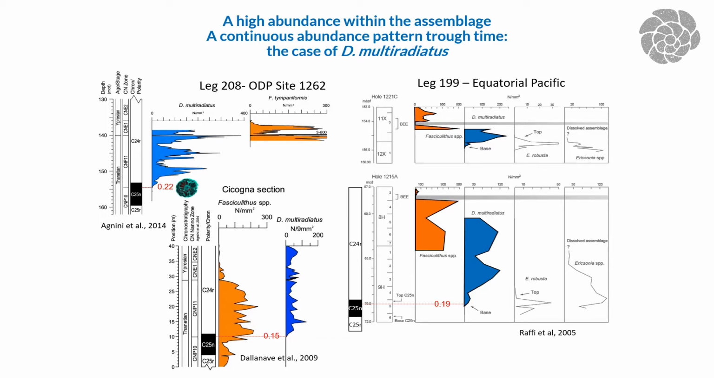And if we do the same game with the other sections, we can see actually that Discoaster multiradiatus appears in the same position in the Equatorial Pacific and appears in the same position also in the Tethyan Ocean. So it appears that at least in terms of synchronicity, this event is a very reliable event. So we need this kind of biohorizon instead of the poor one to define our biozonations.